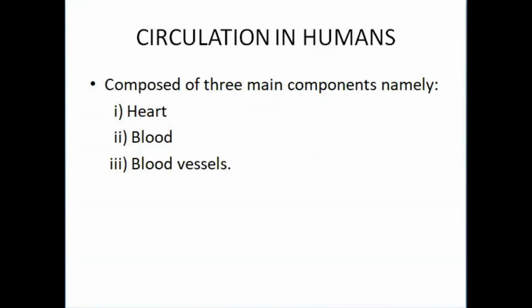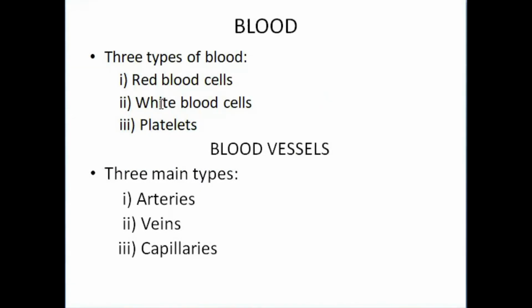Let us first discuss the circulation in humans. The circulatory system in humans is composed of three main components, namely heart, blood, and blood vessels. Blood. Blood is a type of tissue which plays a very important role in the circulatory system. Blood is generally red in color. However, it can be blue, green, or colorless in other animals.